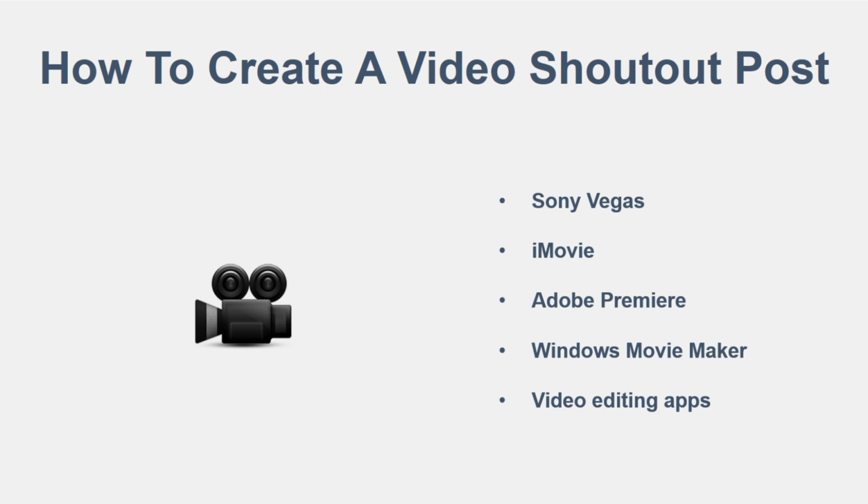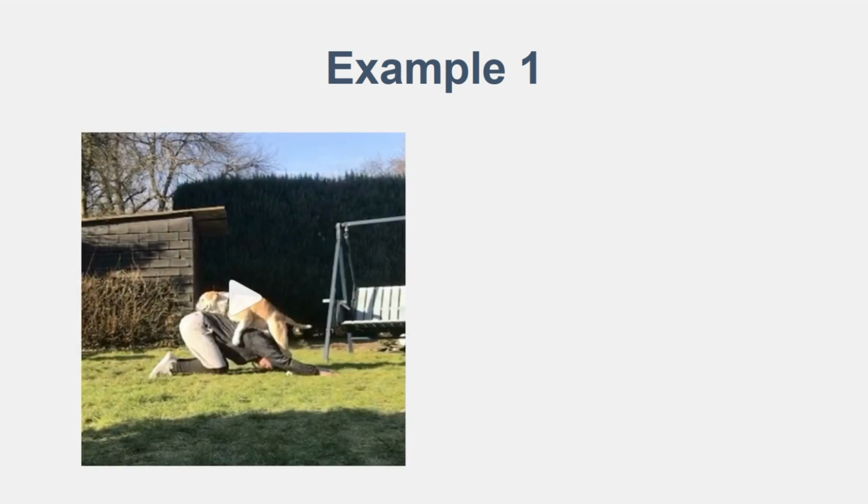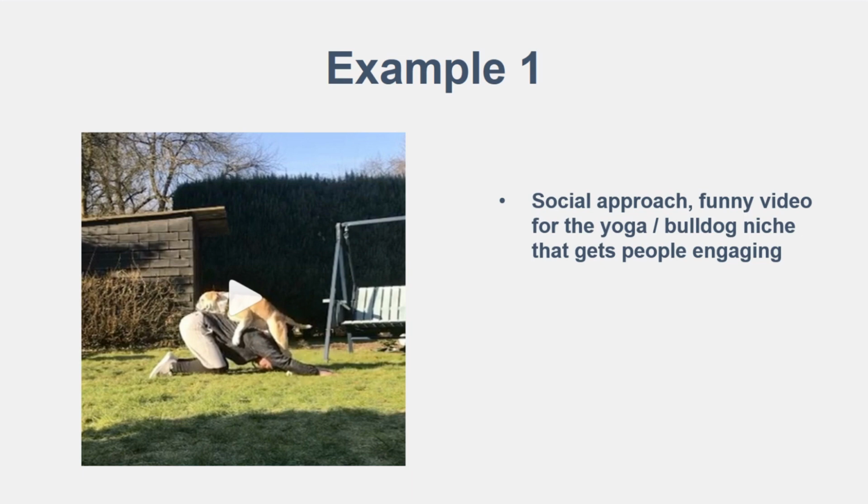So going through the actual examples of different shout out posts that you could potentially be using, different strategies, just tearing these apart. There's obviously infinite examples for infinite niches. These are just a couple I have selected for the course. So the first one is a yoga/dog one. This is more the social approach, and it's a funny video for the yoga or bulldog niche that gets people engaging.